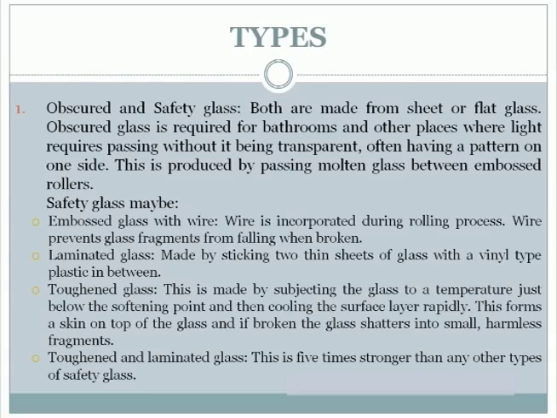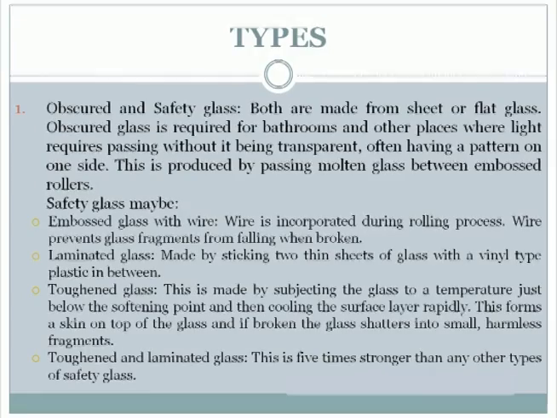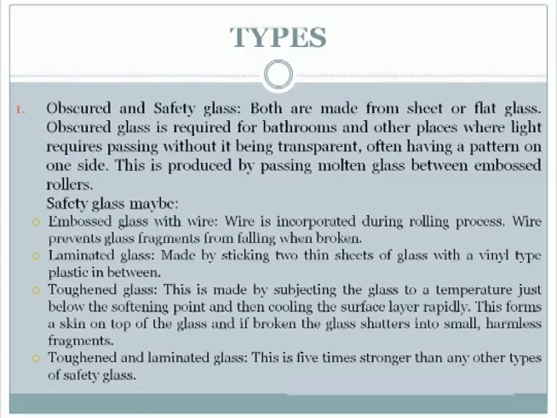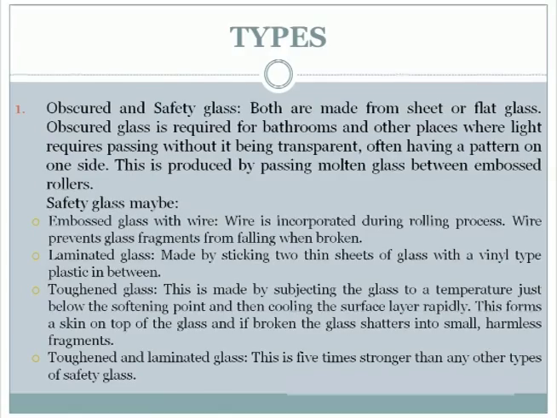Laminated glass is made by sticking two thin sheets of glass with a vinyl type plastic in between. Toughened glass is made by subjecting the glass to a temperature just below the softening point and then cooling the surface layer rapidly. This forms a skin on top of the glass, and if broken, the glass shatters into small, harmless fragments. Toughened and laminated glasses are 5 times stronger than any other types of safety glasses.